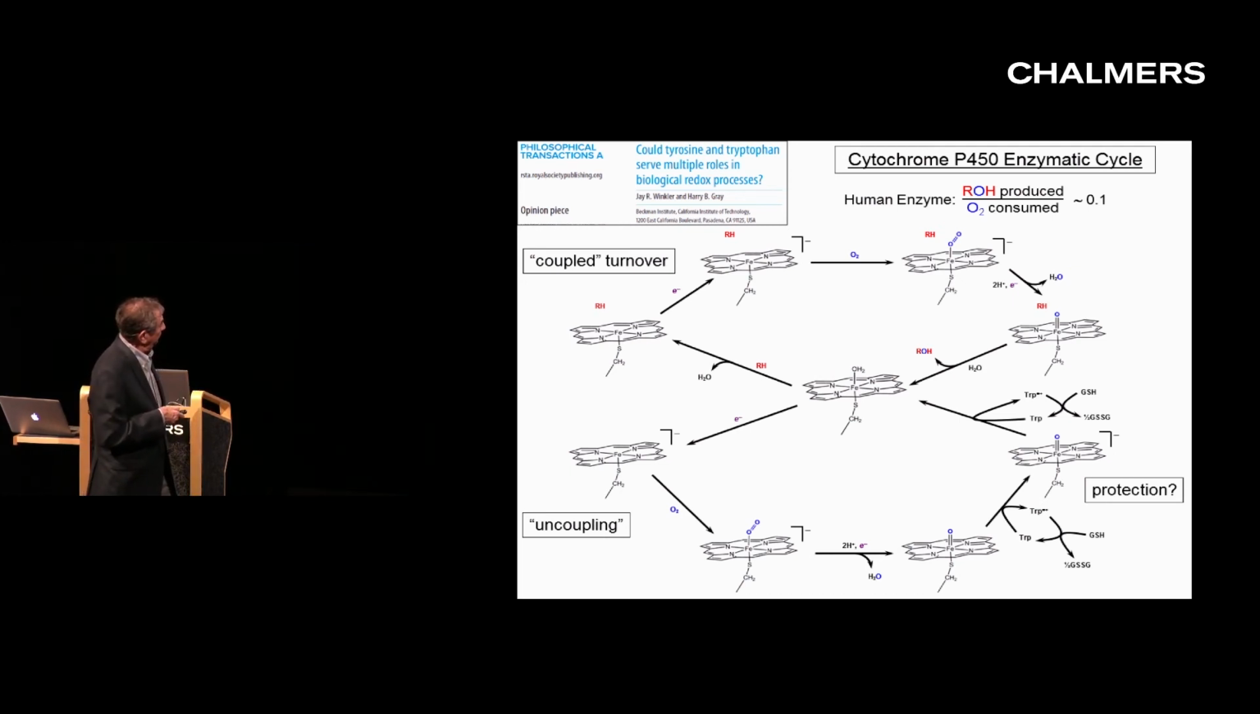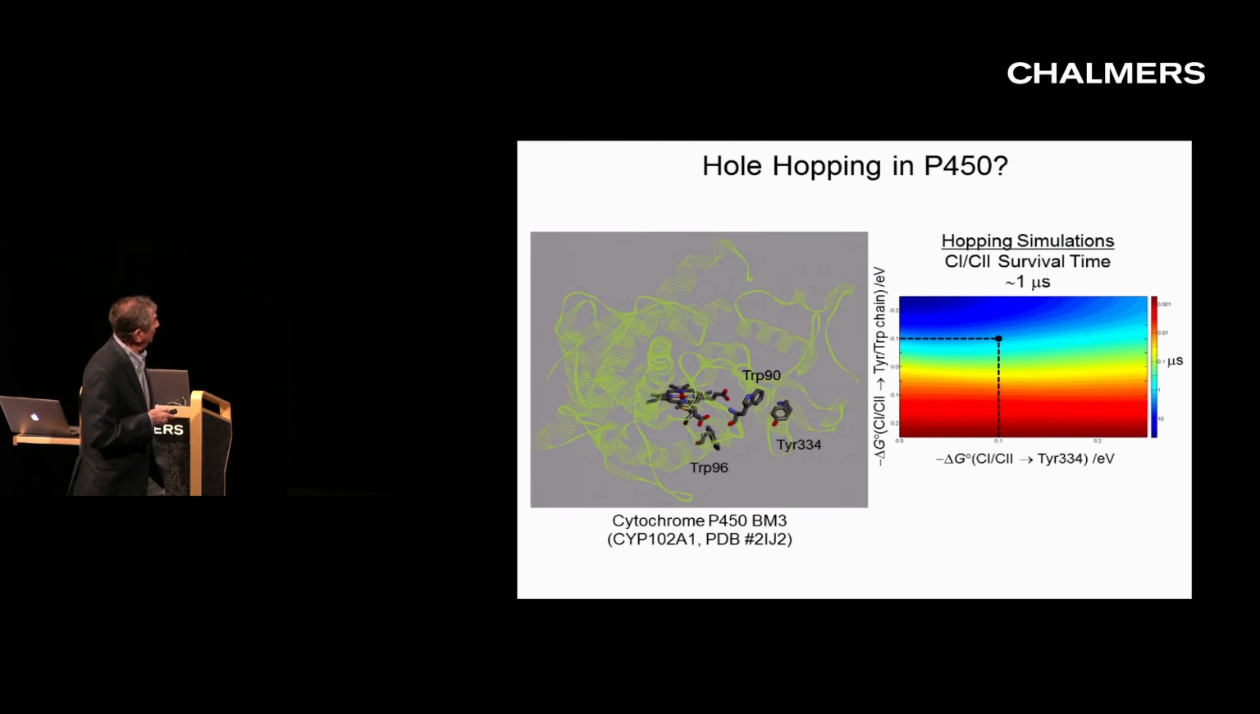So we followed this up by starting to look for tryptophan and tyrosine chains in proteins. And what we found in BM3 immediately was a tryptophan-tyrosine mini chain that goes out to the surface, where it can be protected by glutathione.